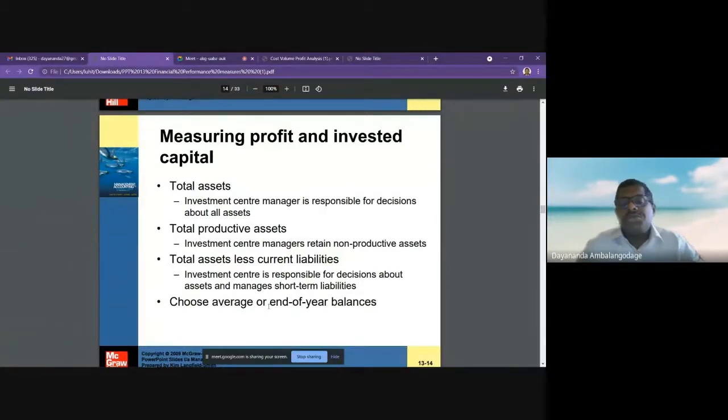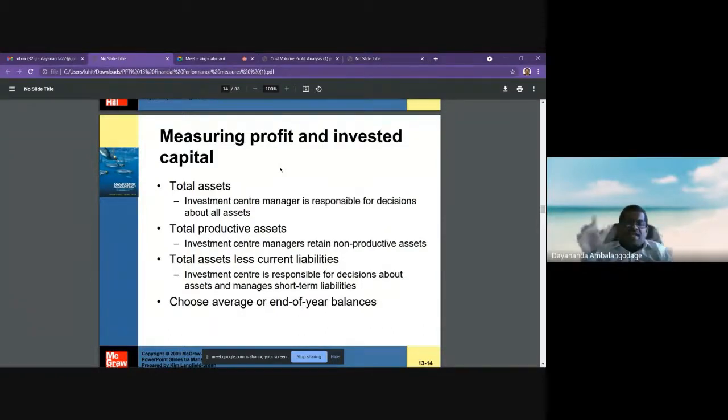Choose average or year-end balance. Now here, when you calculate the ROI, profit, the invested capital is much more important. So what would be the value of the invested capital?